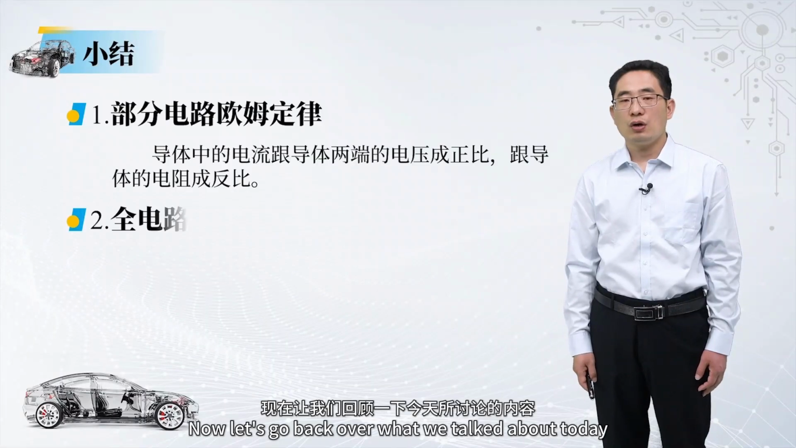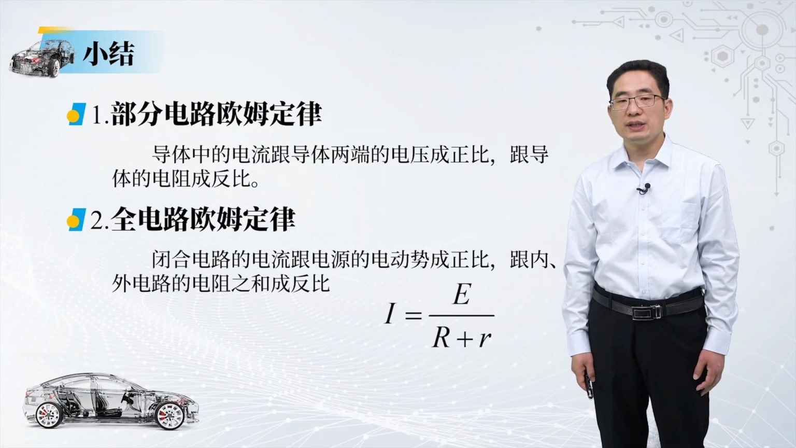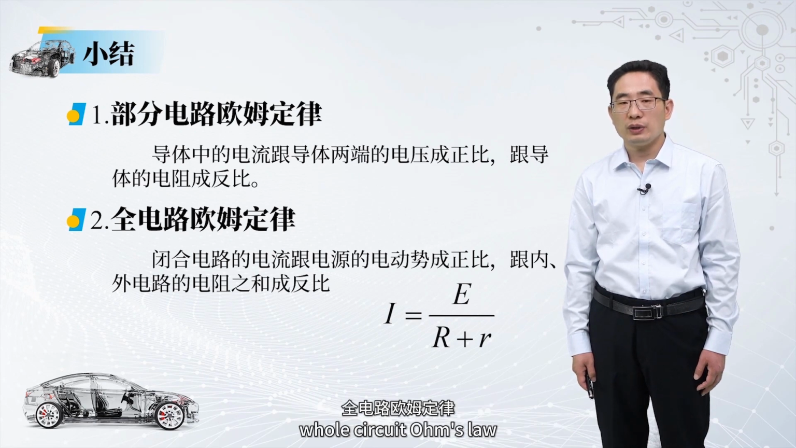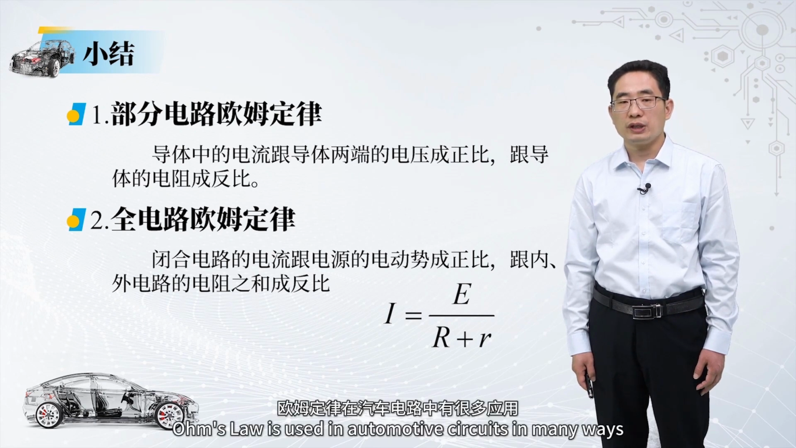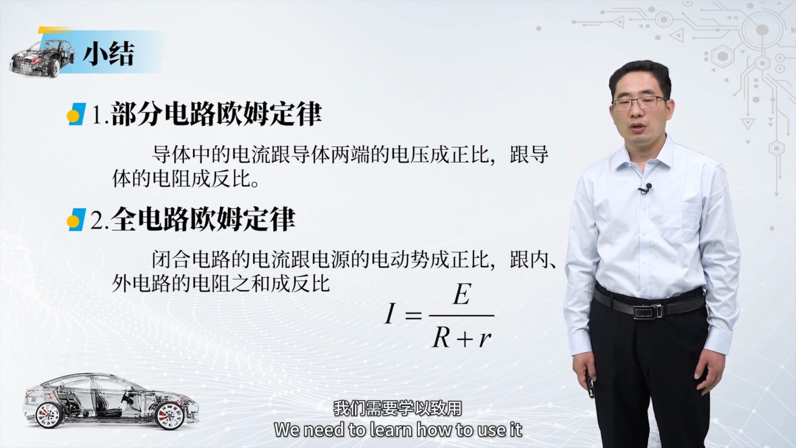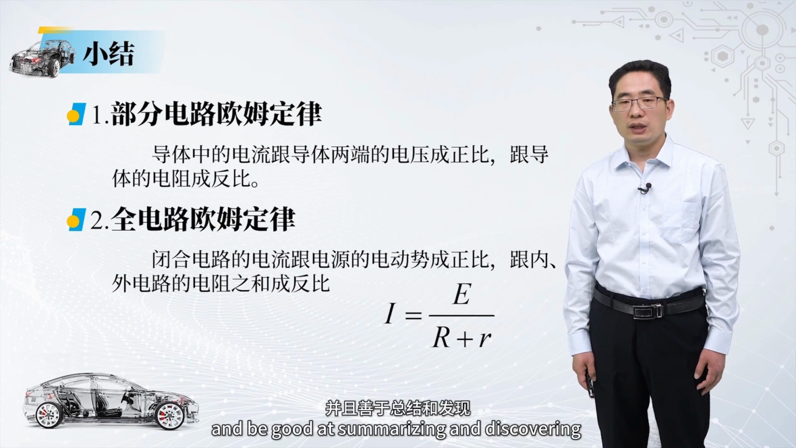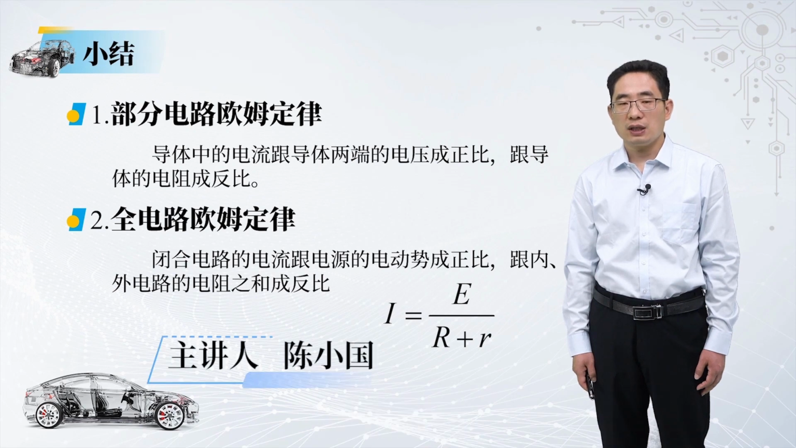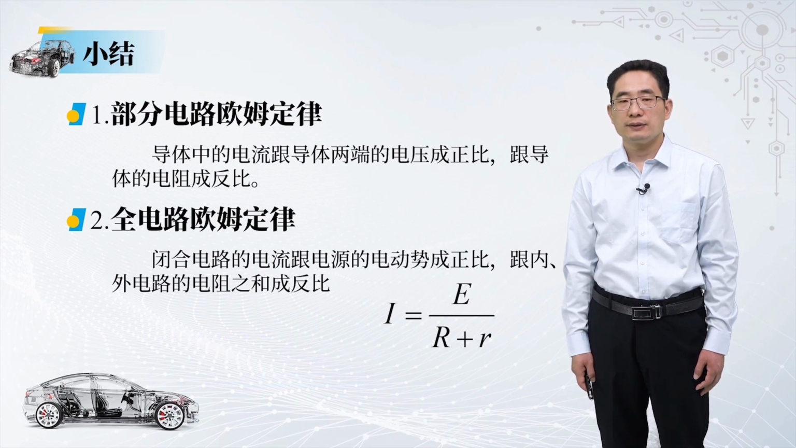Now let's go back over what we talked about today. We dealt with partial circuit Ohm's law and whole circuit Ohm's law. Ohm's law is used in automotive circuits in many ways. We need to learn how to use it and be good at summarizing and discovering, like the scientist Ohm. That's all for today. Have you learned it all?